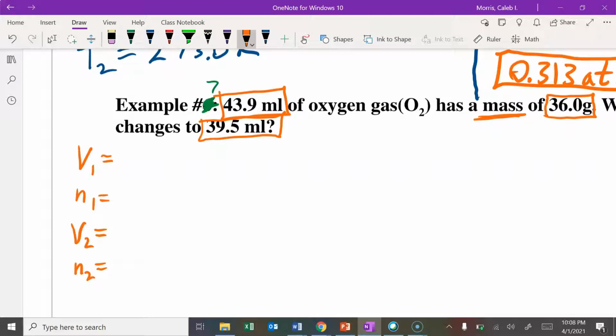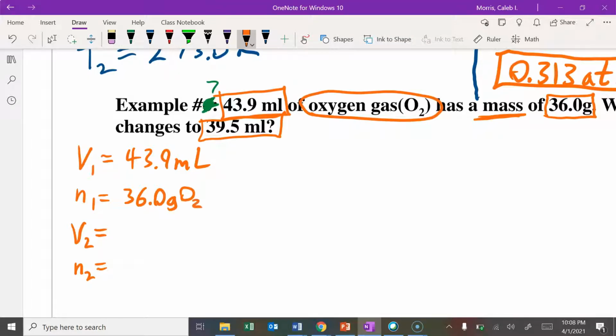V1 is 43.9 milliliters, and it tells us the mass is 36.0 grams. Remember that n has to be in moles. So right now I have grams of, and it tells us what the gas is, it's O2. I'm going to have to convert that to moles. So I will multiply by 1 mole over the mass of oxygen.